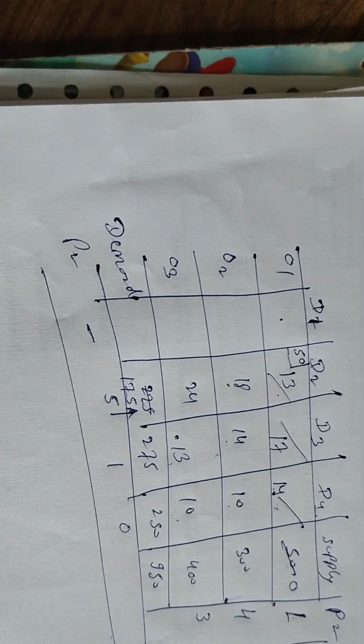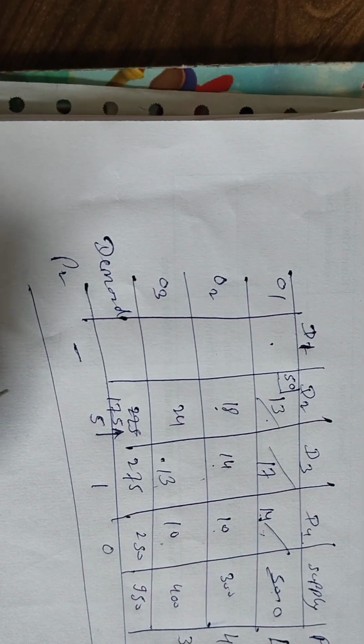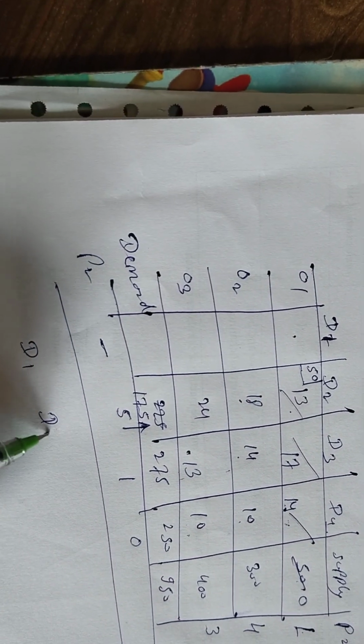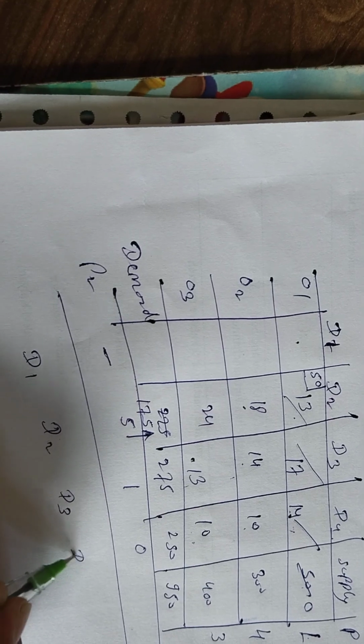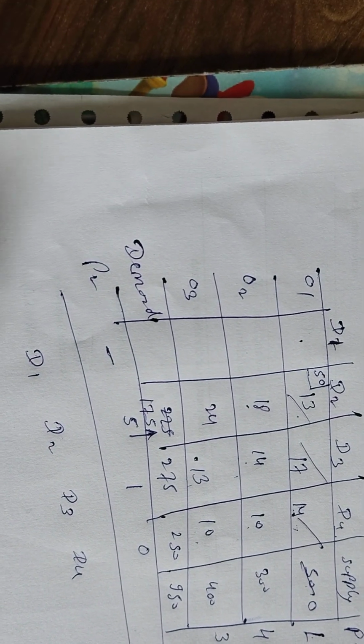Okay. And now again redraw the table and continue the same process. That is D1, D2, D3, D4. O1 is deleted. Let it be as it is.